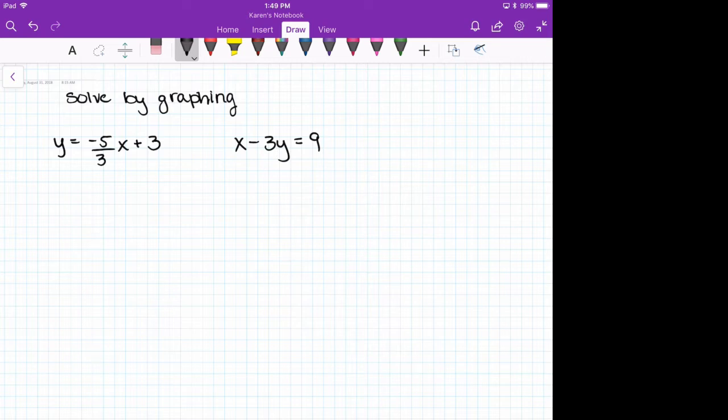methods of graphing. The first equation on the left is in slope-intercept form. I can see the slope is -5/3, and the y-coordinate of the y-intercept is +3. It hits the y-axis at 3.